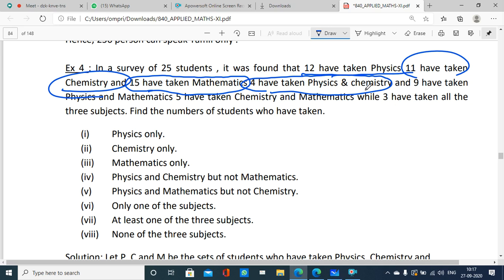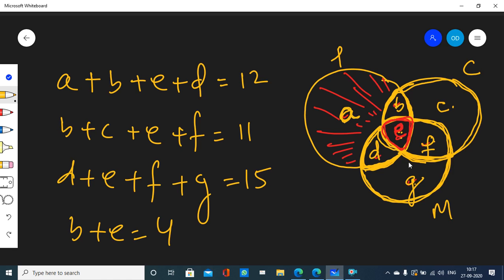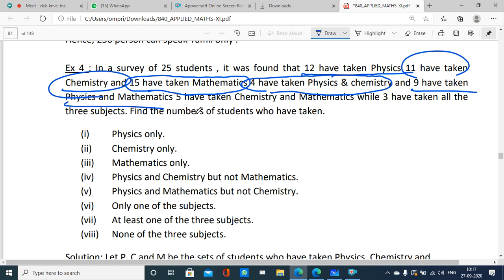Then 9 have taken physics and mathematics. Physics and mathematics is D plus E, right? D plus E is equal to 9. What else is given?